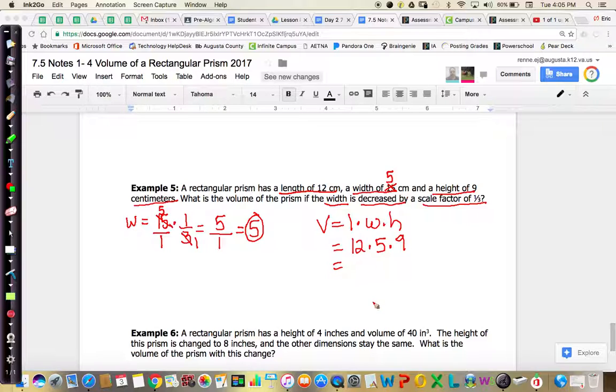So 12 times 5 is 60. And 60 times 9 is 540. So my new volume is 540 centimeters cubed.